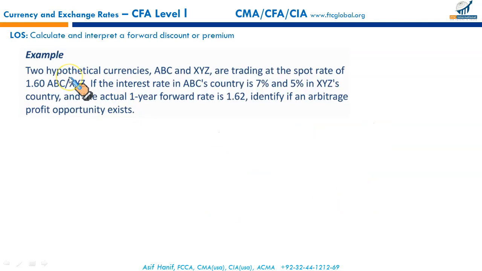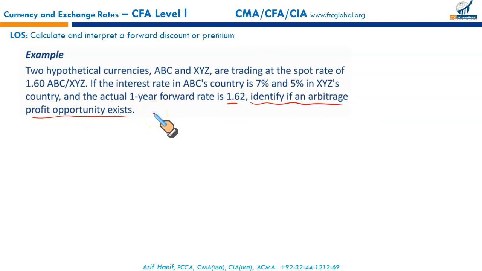So we have two hypothetical currencies, ABC and XYZ, trading at the spot rate of 1.60 ABC per 1 XYZ. If the interest rate in ABC's country is 7% and 5% in XYZ's country, and the actual 1-year forward is 1.62, identify any arbitrage profit opportunity if it exists.